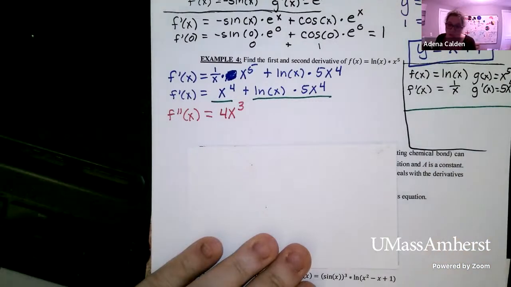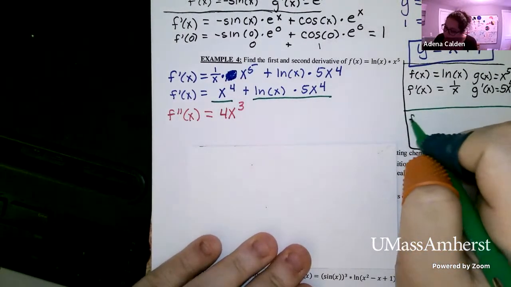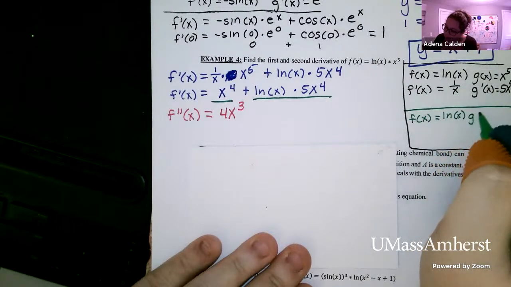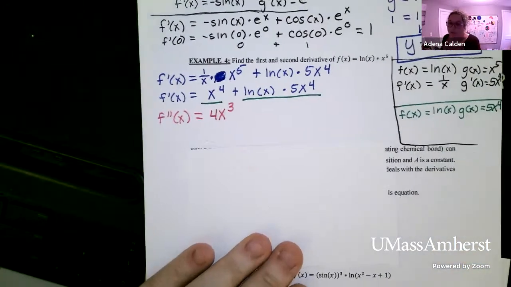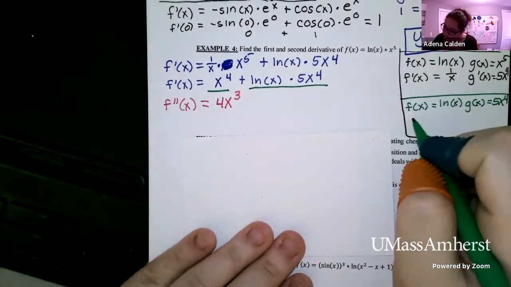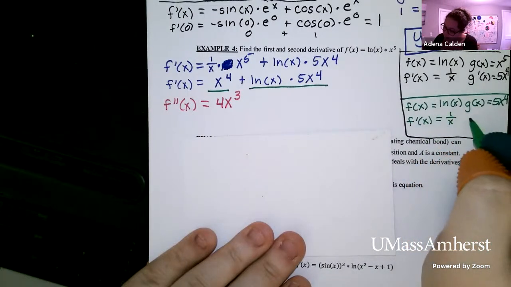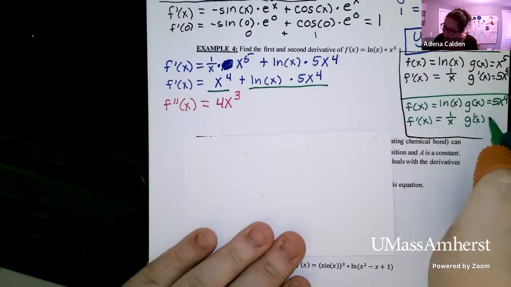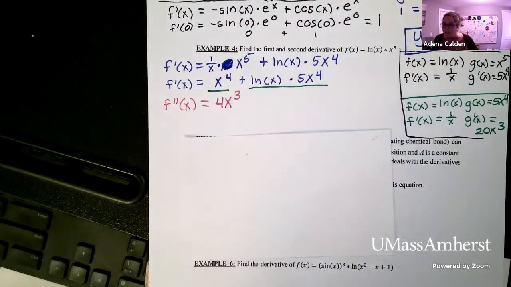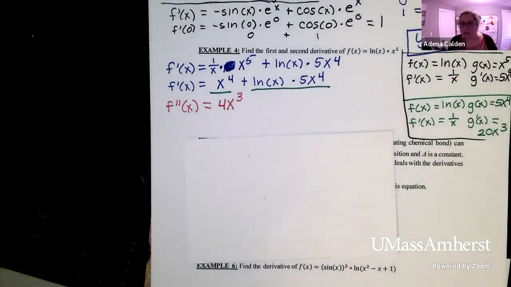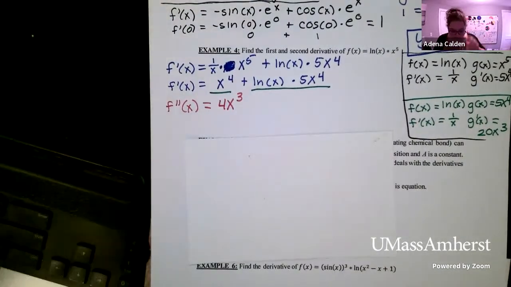So again, we just kind of go off to the side. The first function is ln x. The second function is 5x to the fourth. We find each of their respective derivatives. The derivative of ln x is 1 over x. The derivative of 5x to the fourth is going to be 20x cubed, because when the 4 comes down, it multiplies the 5 to give you 20, and then we subtract 1 power.